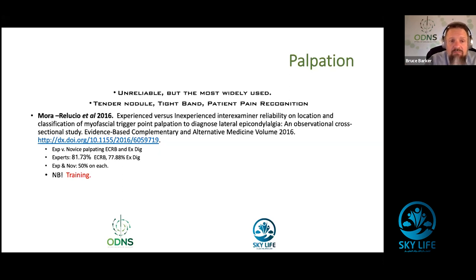And that's essentially what Mora Lecure found in 2016. They took a study where they compared expert palpators to novice palpators, people who didn't have that much experience with palpating, and saw what the comparison is like between experts, and how experts compare to beginners. And if you keep practicing as a beginner, do you get any better? Absolutely, there's a training effect on palpation.